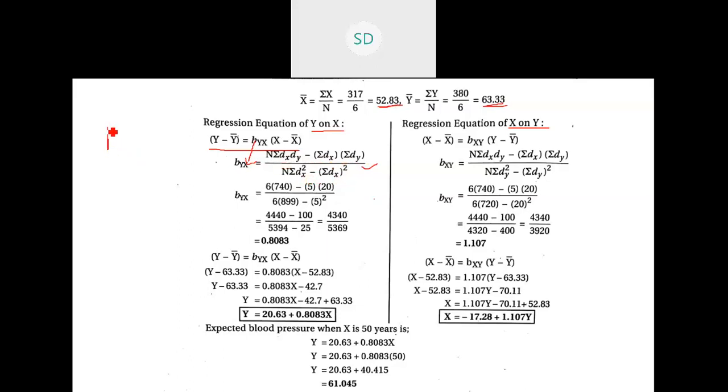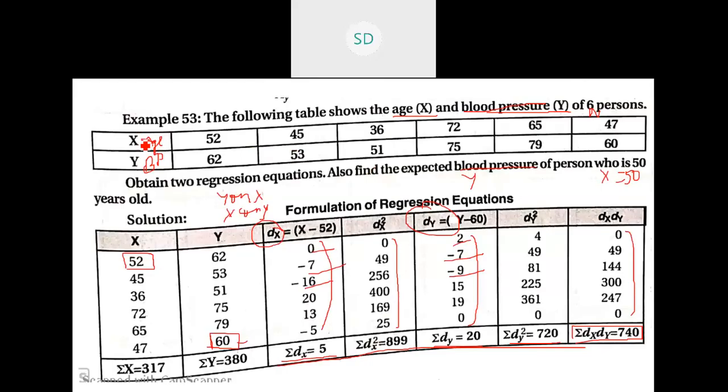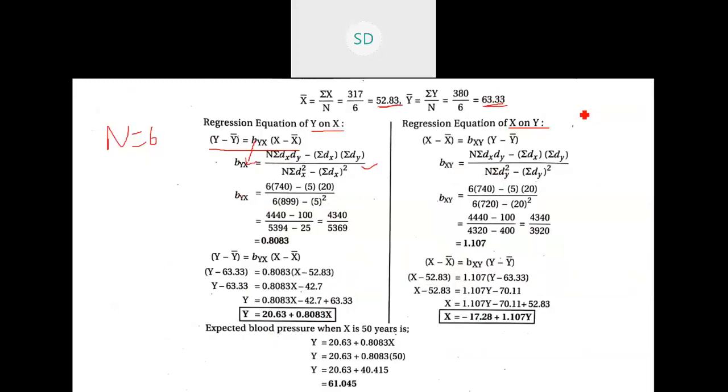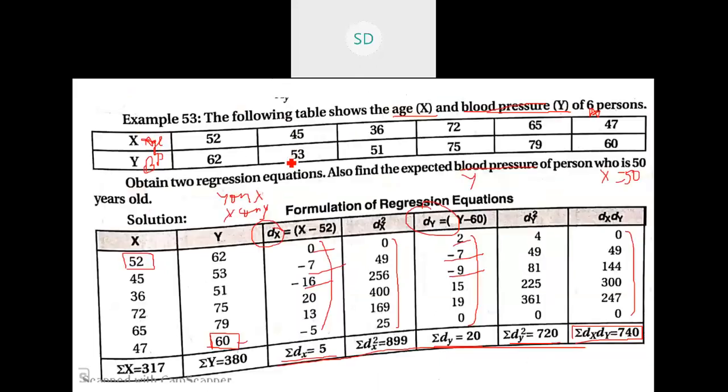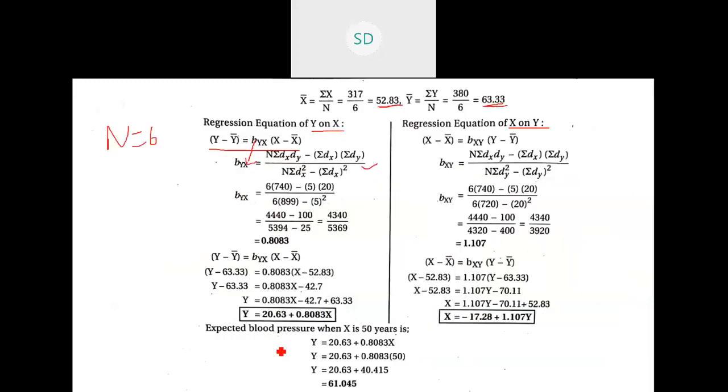Now n is equal to 6. How did we know n is equal to 6? If you see here, they have given the blood pressure of 6 persons. So that is why n is equal to 6. Then if you see the values here, summation dx dy is 740, dy square is 720, dy is 20, dx square is 899, and dx is 5. So we are using all these 5 important values in the formula.